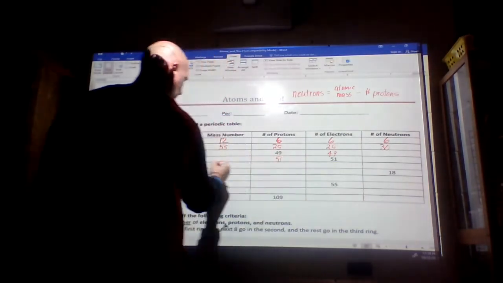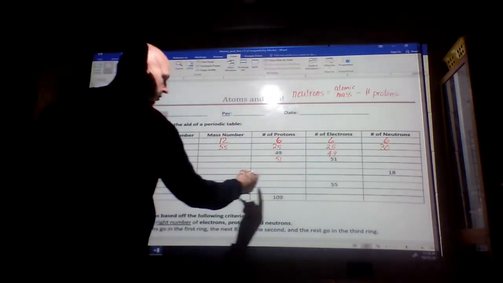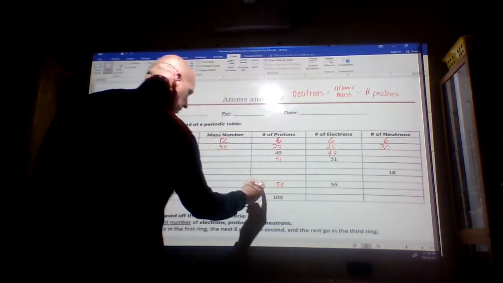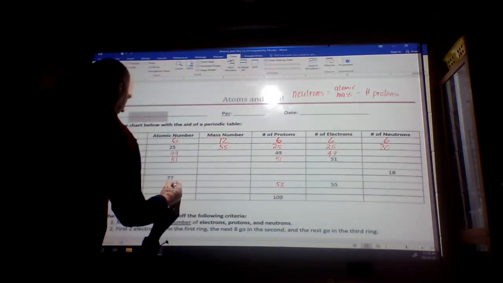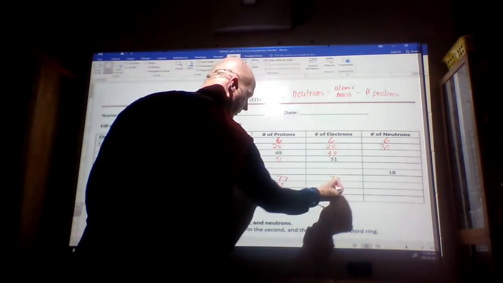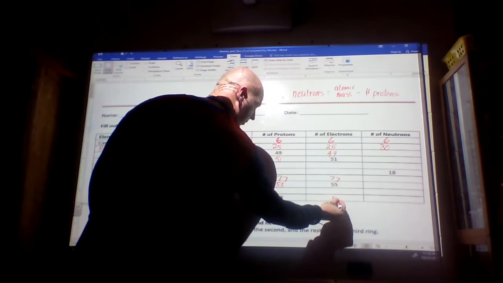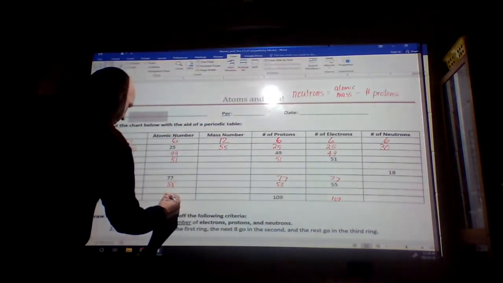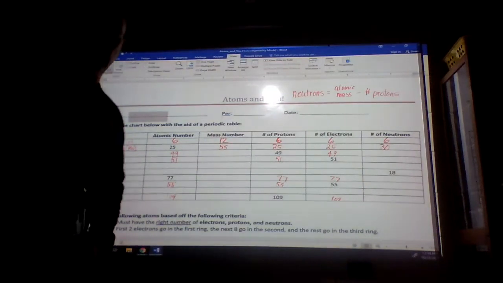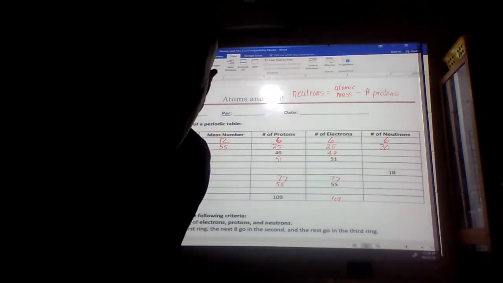Keep doing that until we're finished, and use our little rule that we just did: 55, 77, 109. Now you just utilize your periodic table and what you know about it to finish the chart. So good luck.